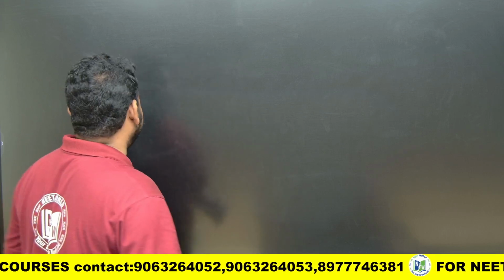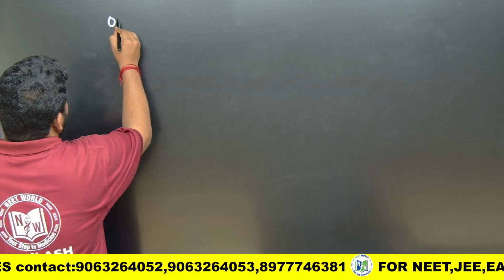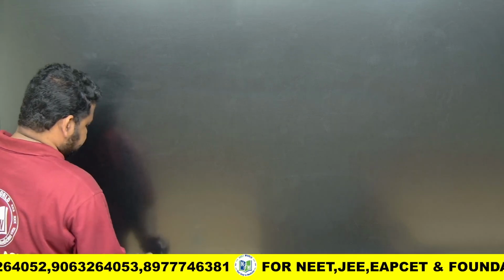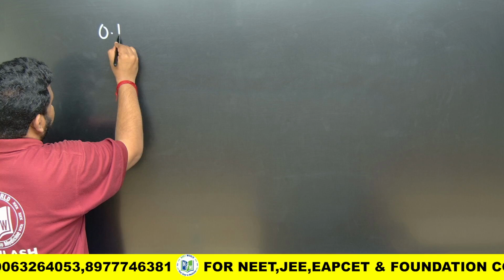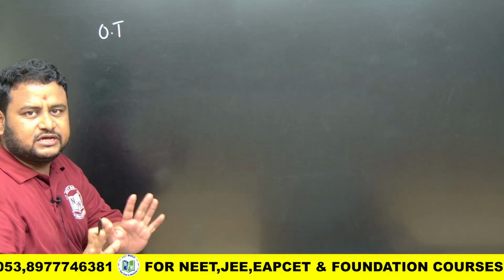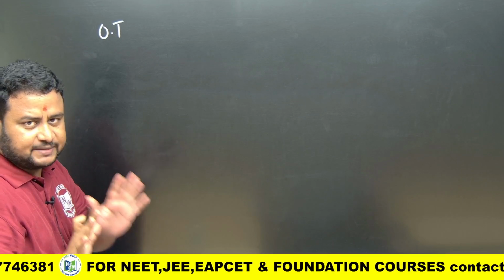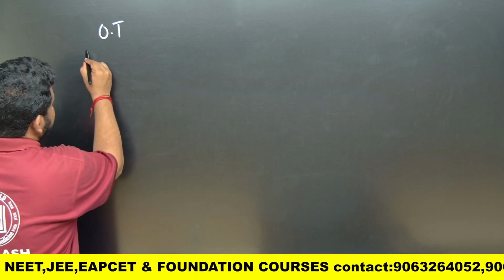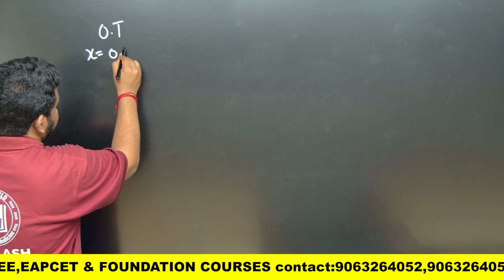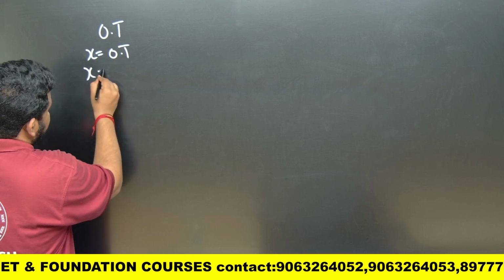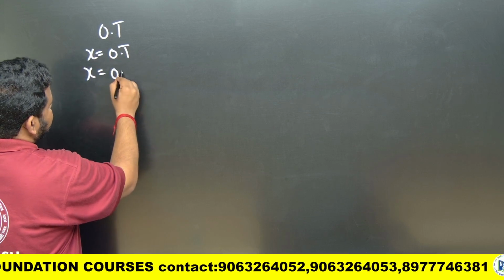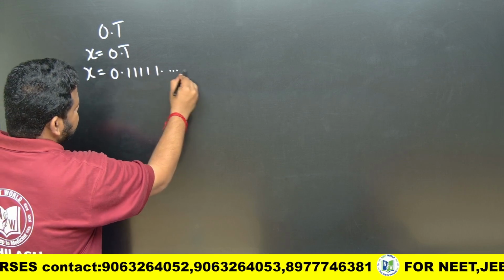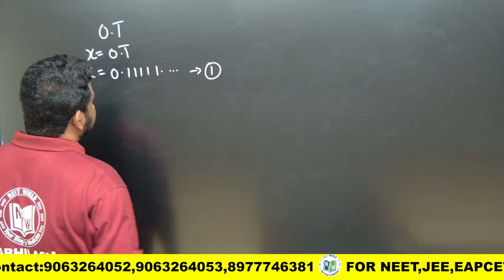So let us take one example, 0.1 bar, where the bar is only on the 1. Please follow the steps step by step. They have given 0.1 bar. First, let me write this as x. x is equal to 0.1 bar. Now, in the next step, I will remove the bar, so it becomes 0.1111, going on like this. Let me write this as equation 1.